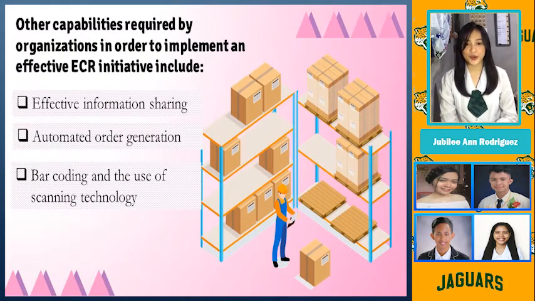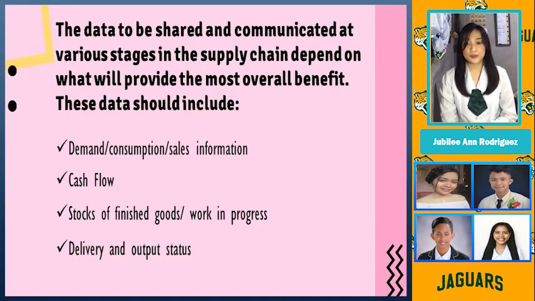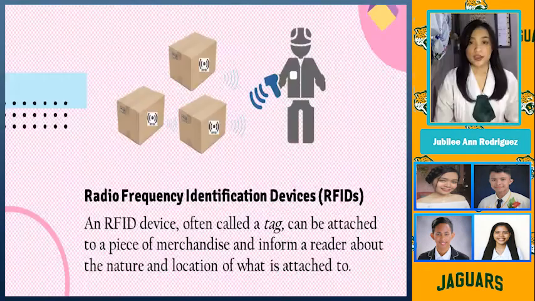Other capabilities required by organizations in order to implement an effective ECR initiative include effective information sharing, automated order generation, barcoding, and the use of other scanning technology. In addition, the data to be shared and communicated at various stages in the supply chain depend on what will provide the most overall benefit. This data should include consumption and sales information, cash flow, stocks of finished goods or work in progress, and the delivery and output status.